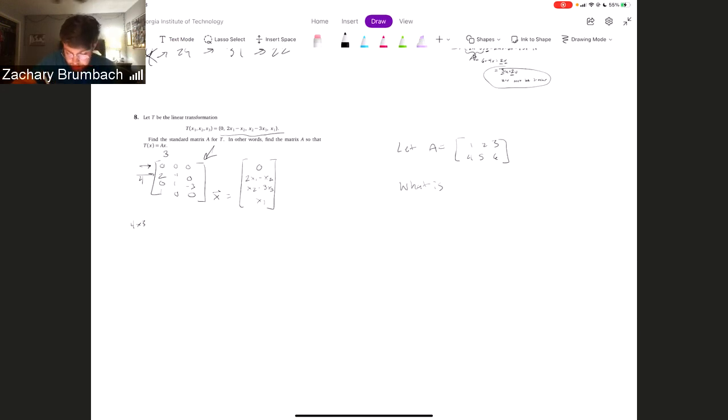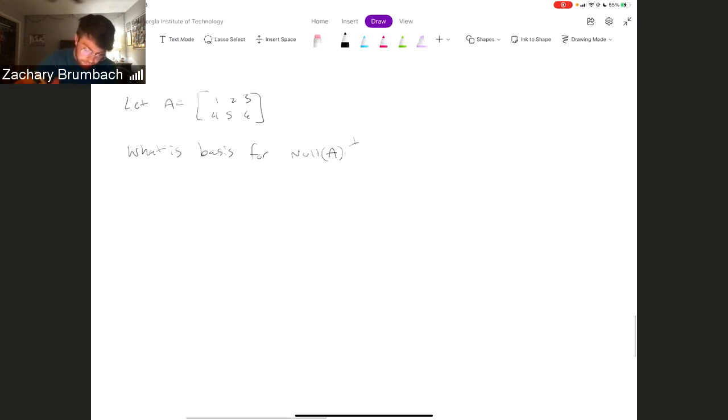What is a basis for null A orthogonal? A basis for null A orthogonal is the same thing as the column space of A transpose. So now we're finding the column space of A transpose. Remember, for transposes, keep the main diagonal the same and reflect everything else across it. So we have 1, 5, 4, 2, 3, 6.